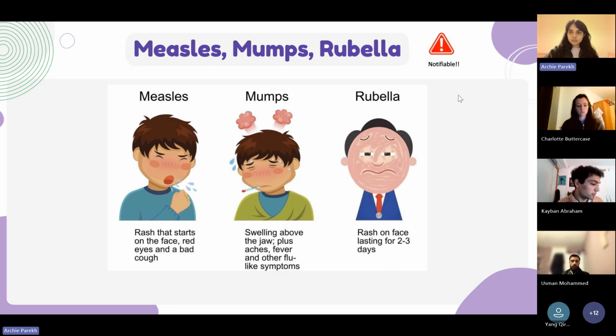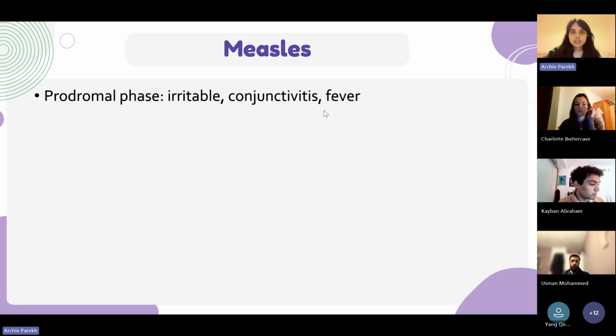Interestingly, chickenpox was notifiable, but shingles is not notifiable. So just keep that in mind.